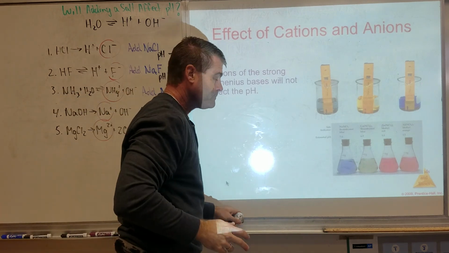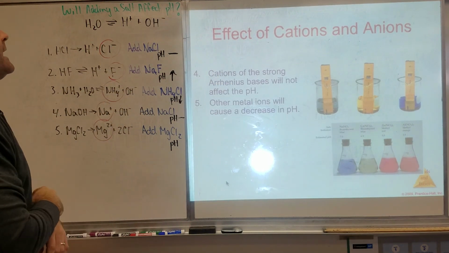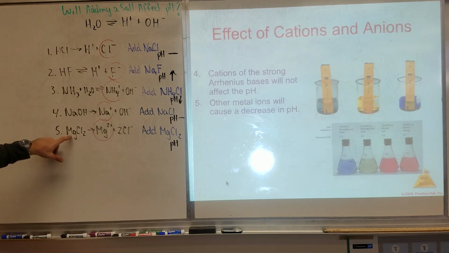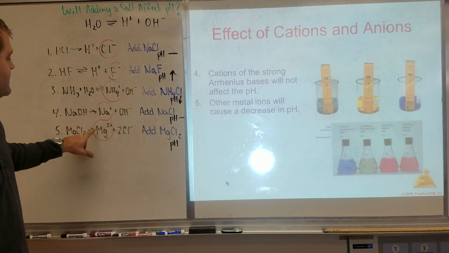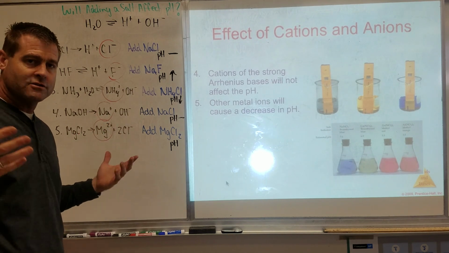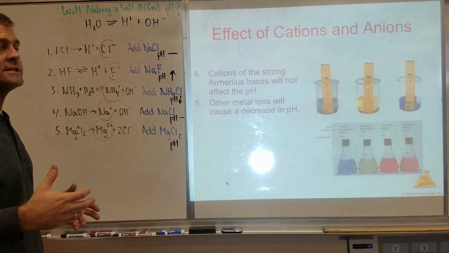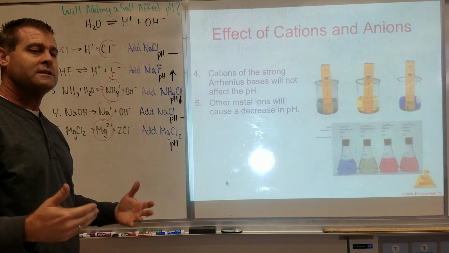Last one. Other metal ions will cause a decrease in pH. So if you have metal ions in general, for example, let's say we had magnesium chloride, you can see this would be a metal ion. And you guys know metal ions are cations, right? They tend to lose electrons, they're positive. The question is, do positive metal ions have any effect on the pH of a solution that they're in?